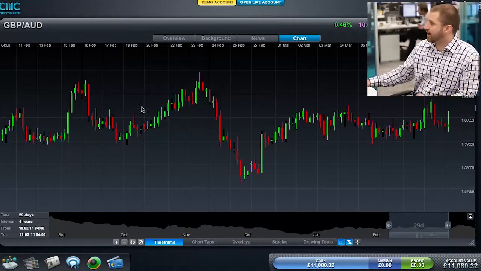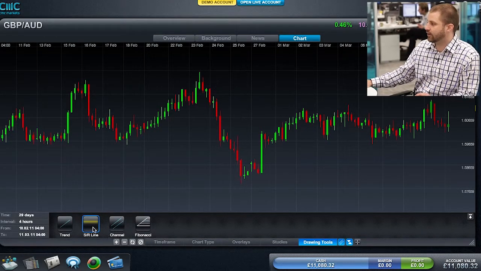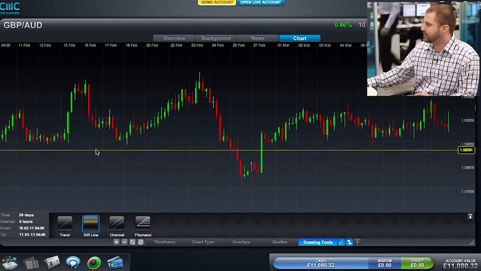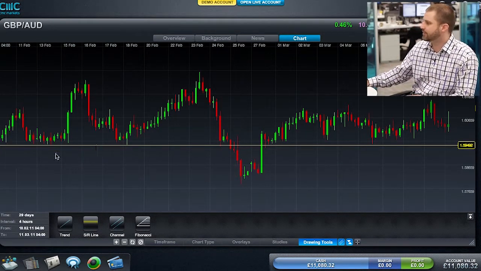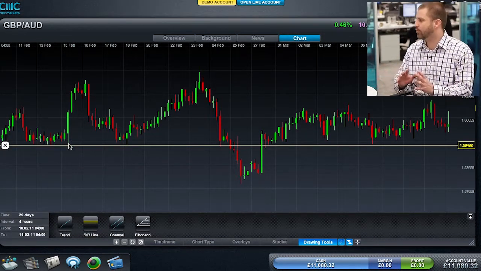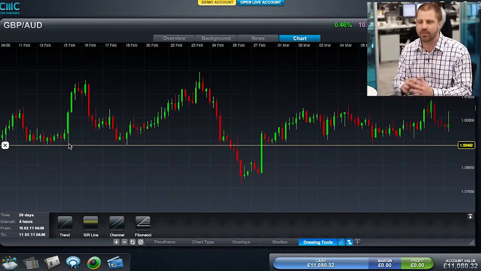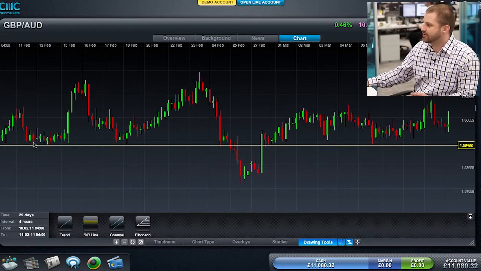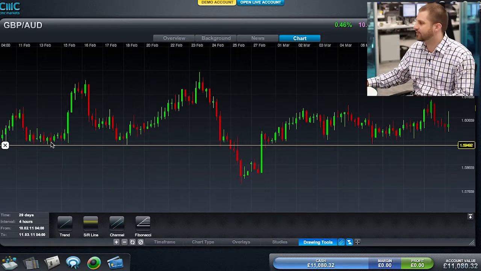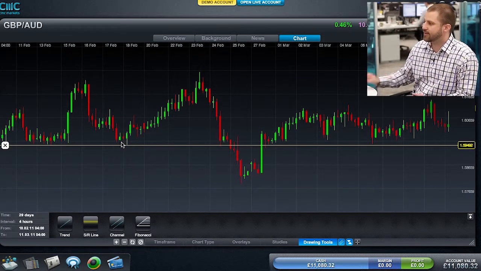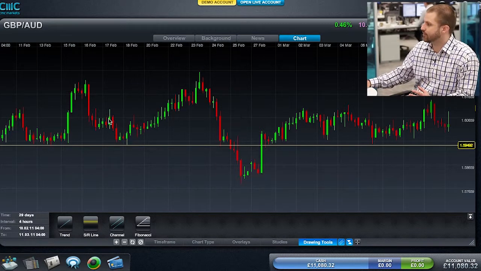Now, on this chart of pound versus Aussie dollar, again, if we go to our drawing tools, click on the S&R line, we can start to see here in the beginning sections of this chart that there's a support level here at 1.5950, somewhere around about that level. So you can see each time that it comes down to this level, it protects it and the price starts to go back up again. Again, the same principle here. We start to see the market approach this level and it bounces back off.